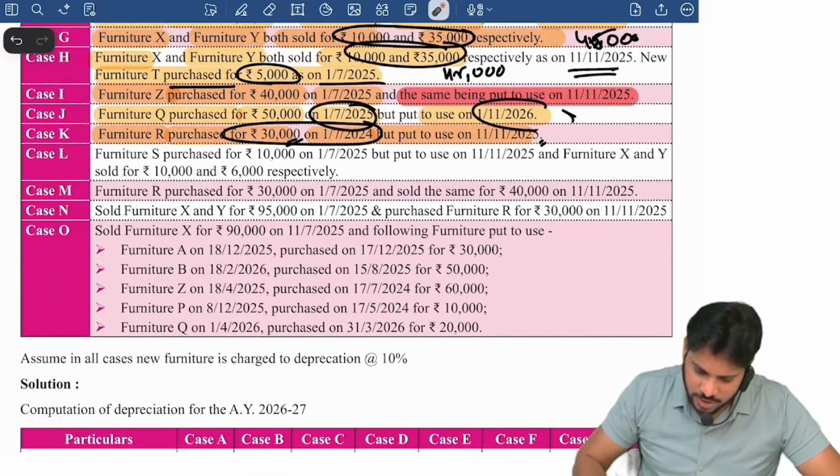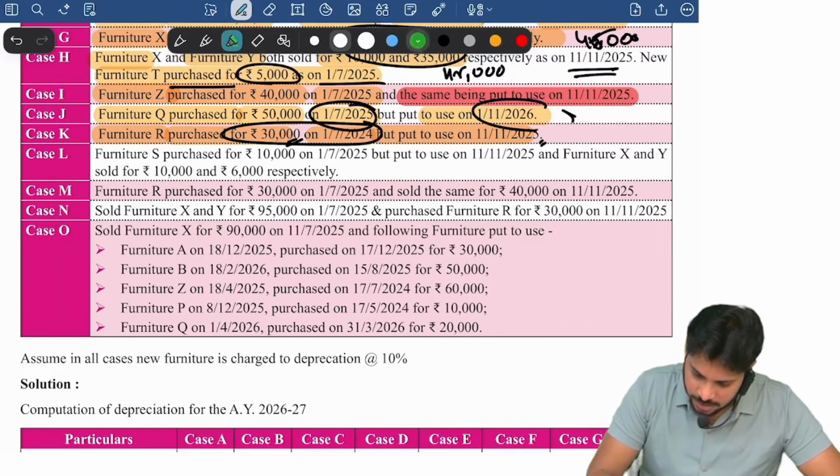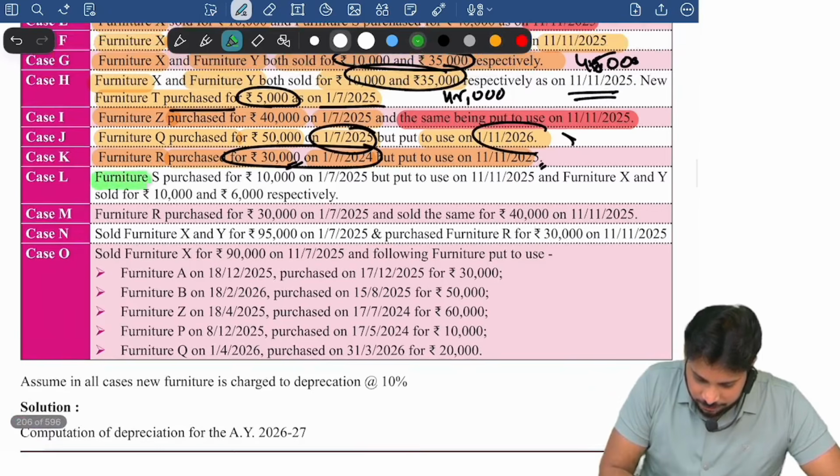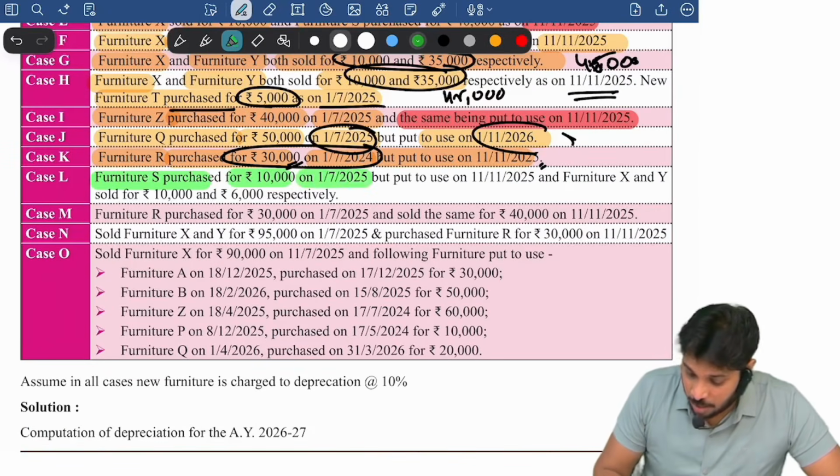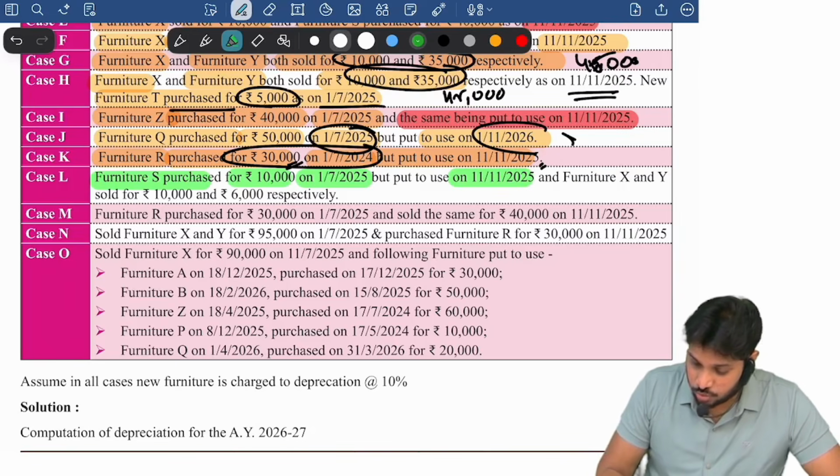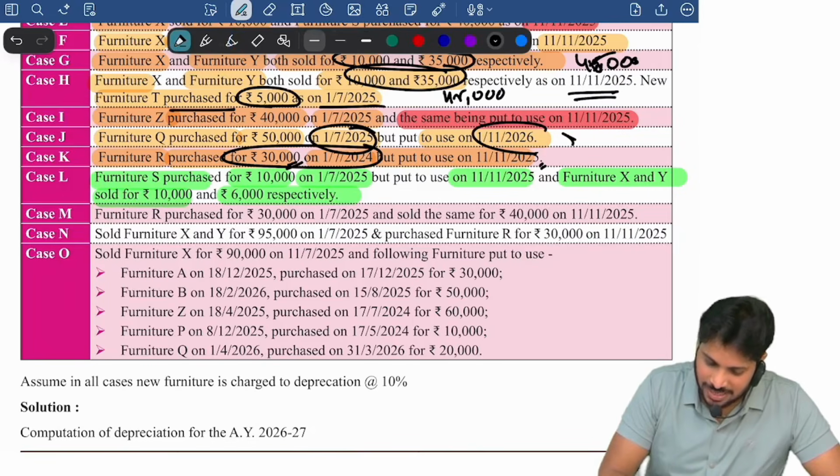Right now we completed which one? Case number K, na? Yeah. Next, L. Furniture purchased for 10,000 on 1st July 25, but put to use on 11th November, whereas X and Y were sold for 10,000 and 6,000. Alright, this is easy only.